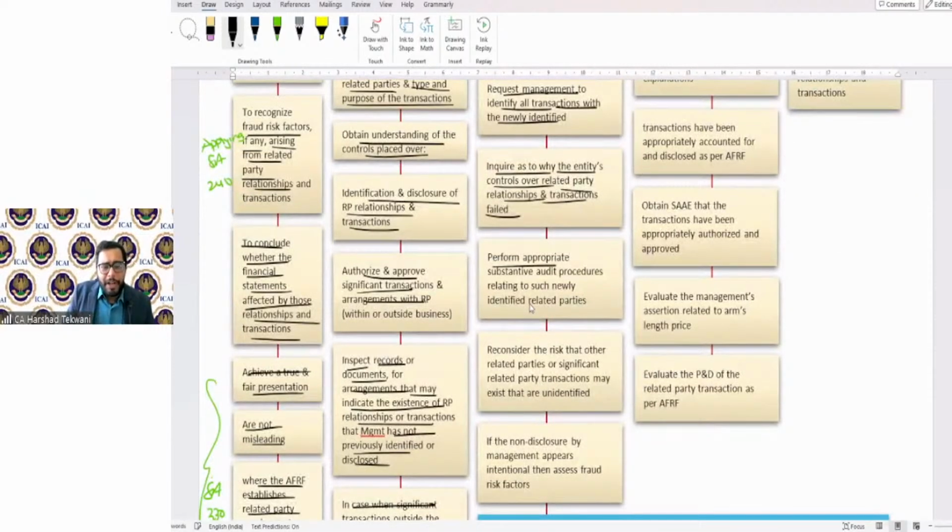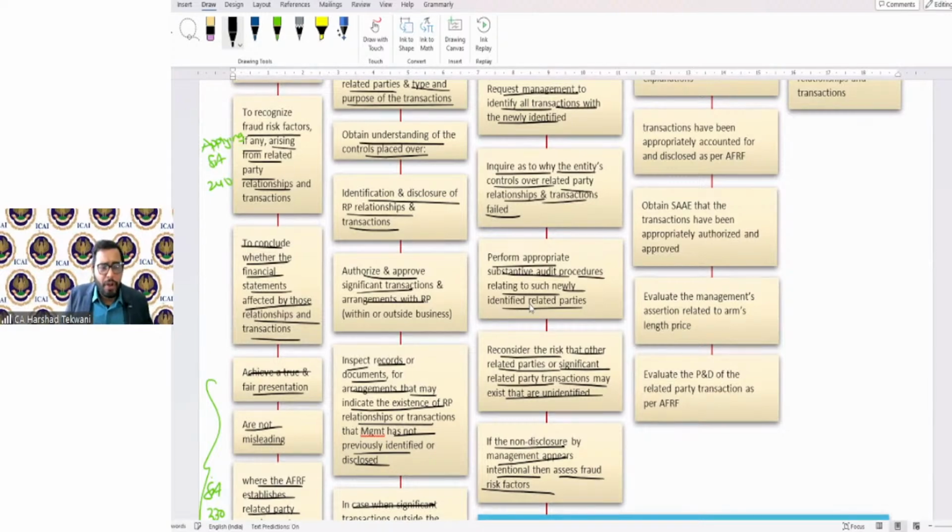Perform appropriate substantive audit procedures relating to newly identified related parties. Reconsider the risk that other related parties or significant related party transactions may exist that are unidentified, and if the non-disclosure by the management appears intentional, then assess the fraud risk factors.